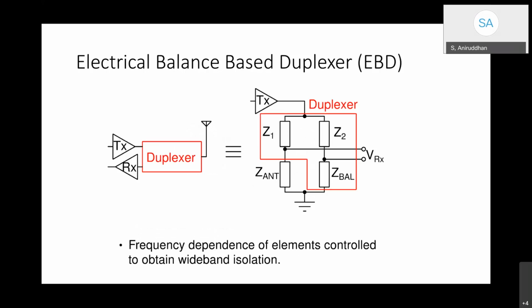So some of the most common duplexers are based on the concept of electrical balance. Basically, you try to create balance between two paths going from the TX to the RX. When you take the difference between those two paths, the TX signal is effectively cancelled. Obviously, in this case also, the frequency dependence of these impedances will affect how much isolation you get.